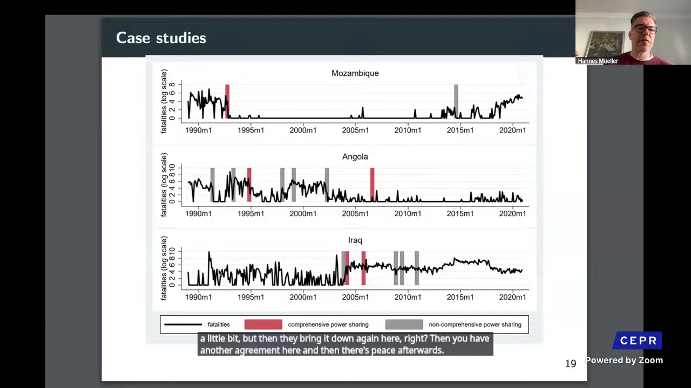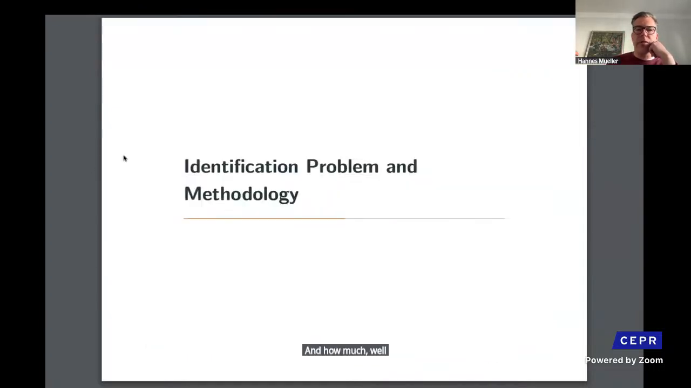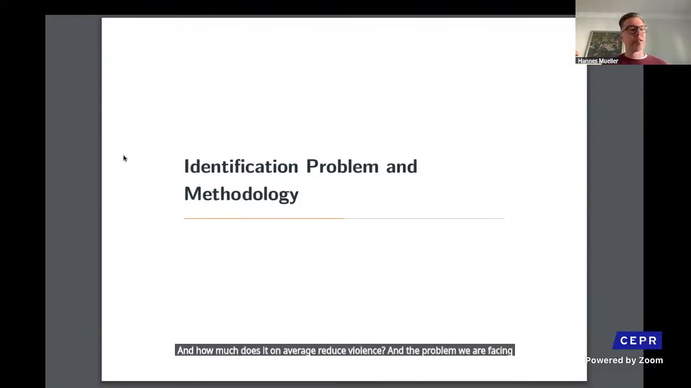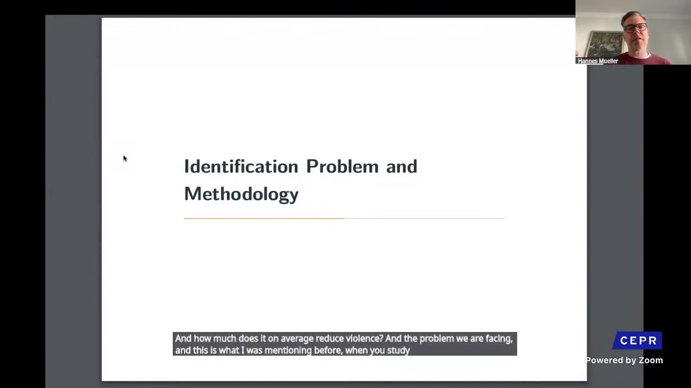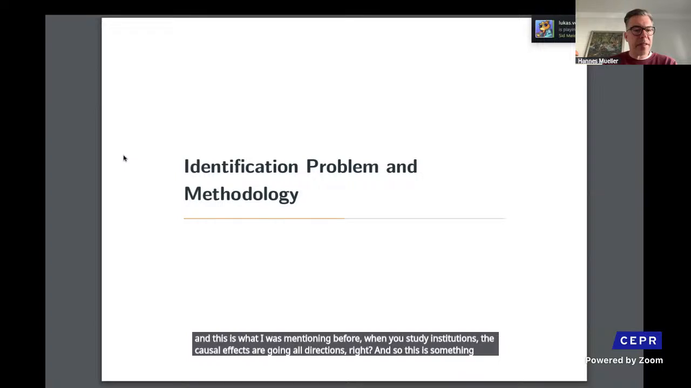Then you have one that is failing here, Iraq. You have lots of violence intensifying, there's an agreement, but nothing works, right? So it's not that this is always working, but you definitely see cases where it clearly seems to work, right? And so what we're asking is, on average, does it work? And how much does it on average reduce violence? And the problem we are facing, and this is what I was mentioning before, is that when you study institutions, the causal effects are going in all directions, right? And so this is something that is highly problematic.